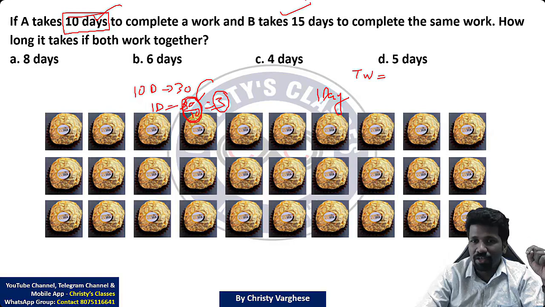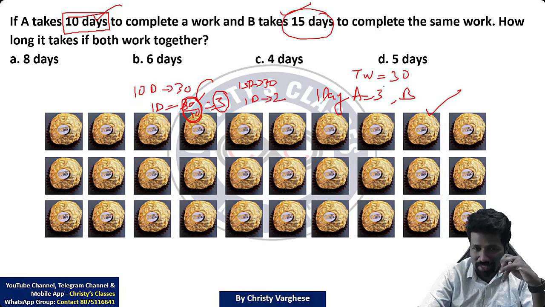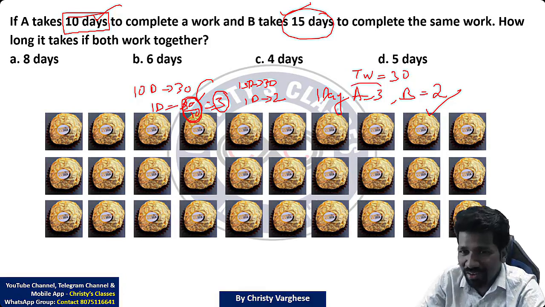So 30 is the total work, or eating 30 chocolates is the total work. So 1 day A will eat 3 chocolates. What about B? B 15 days लगेगा पूरा चॉकलेट्स 30 चॉकलेट्स खाने के लिए. So 1 day में कितना चॉकलेट्स? 2 चॉकलेट्स ना. और 30/15, 30/15, so 2 chocolates per day. So 1 day work मिला ना.